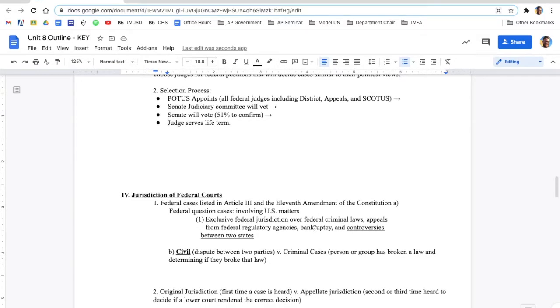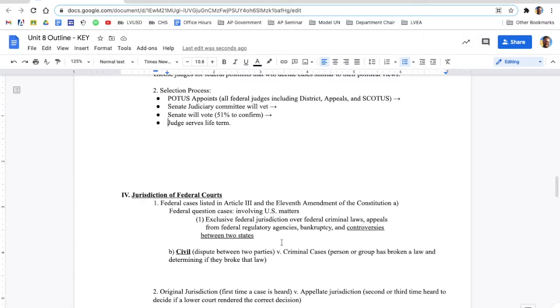Okay. Then we move through the jurisdiction. What are they actually deciding? What do they have the authority over? Federal cases that are listed in Article 3, and some that are stipulated in the 11th Amendment. If we look in the Constitution, what do the inferior courts look at? Well, they have jurisdiction over things like federal criminal laws that are broken. Anytime there's issues within the EPA or other agencies, those can be heard in a federal court, wrongdoing or malpractice. Also cases of bankruptcy, and then any issue between two states, right?